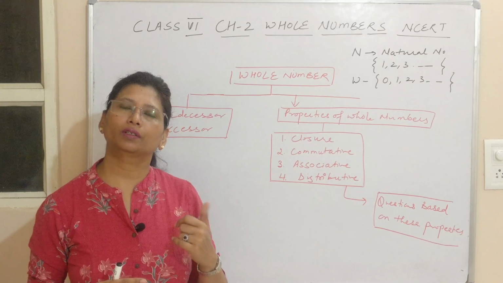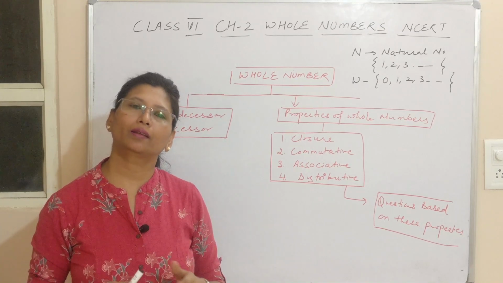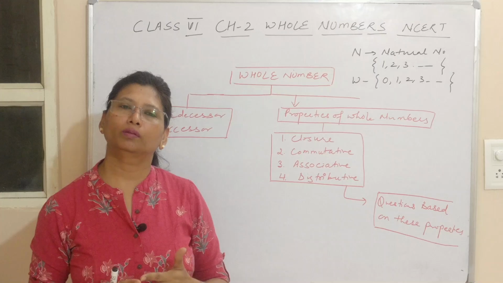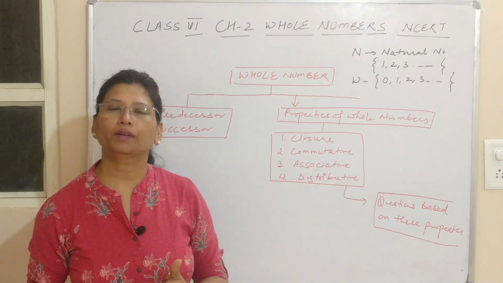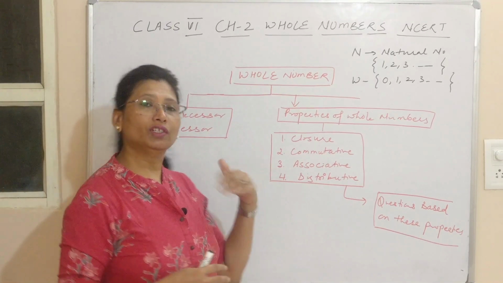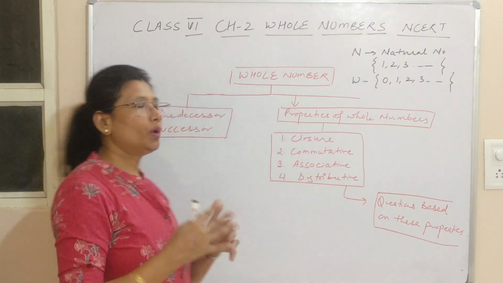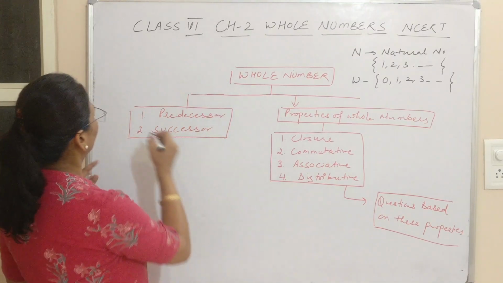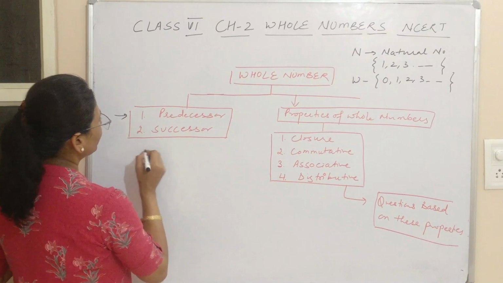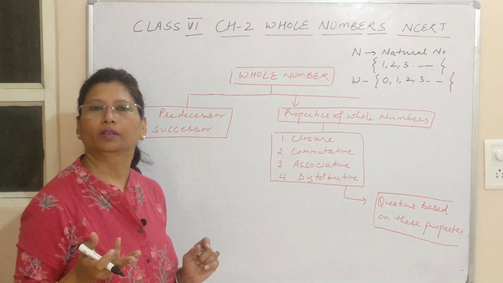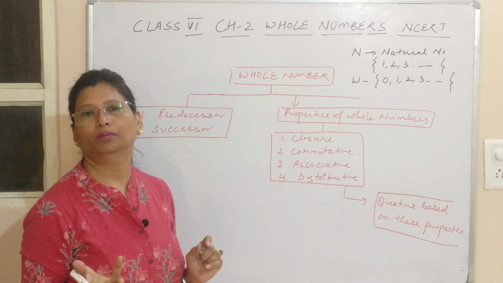Reason being that it's a new topic for class 6 and we continue with more sets of number systems in our further classes. So here, we'll just recall what is a predecessor. What do you mean by predecessor here? A number is said to be a predecessor of a number if it comes before the given number.